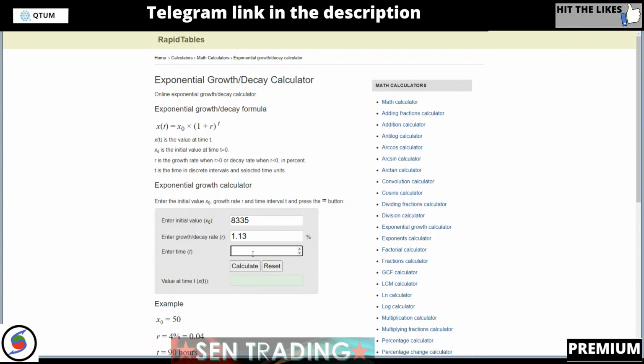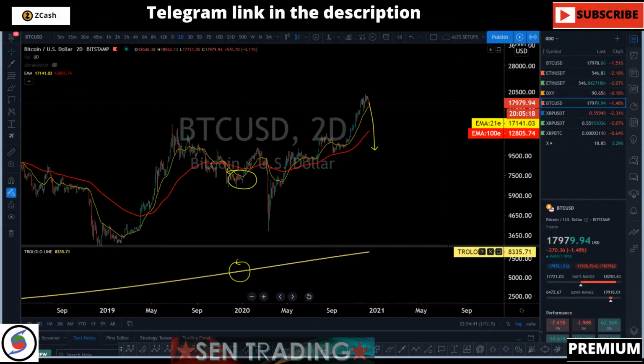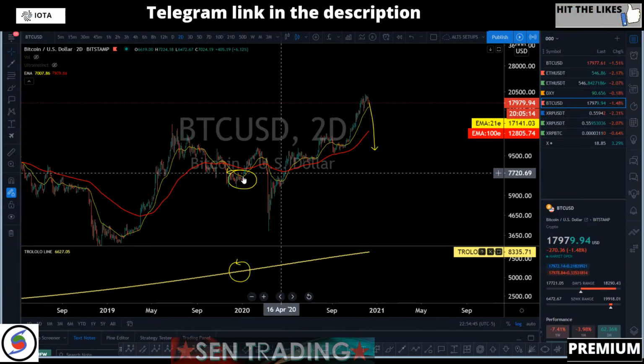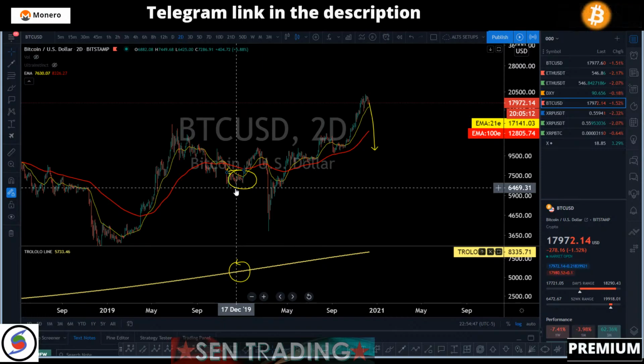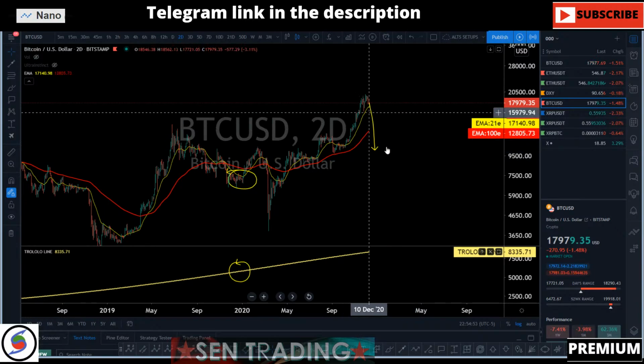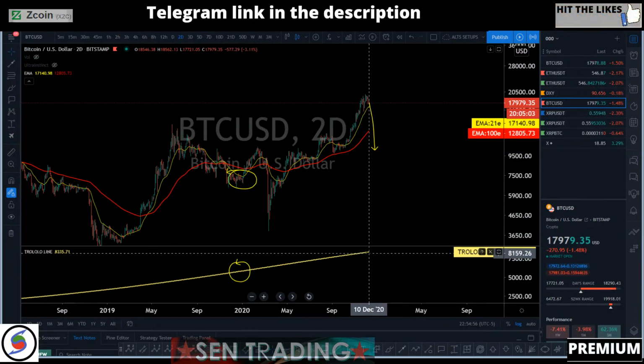Let's see, in 52 weeks, almost 15K. Okay, so the trend line is going to be at 15K, right? It almost doubled. So yeah, it is almost going to push like 100% next year this time. Okay, December 10th, 2021.